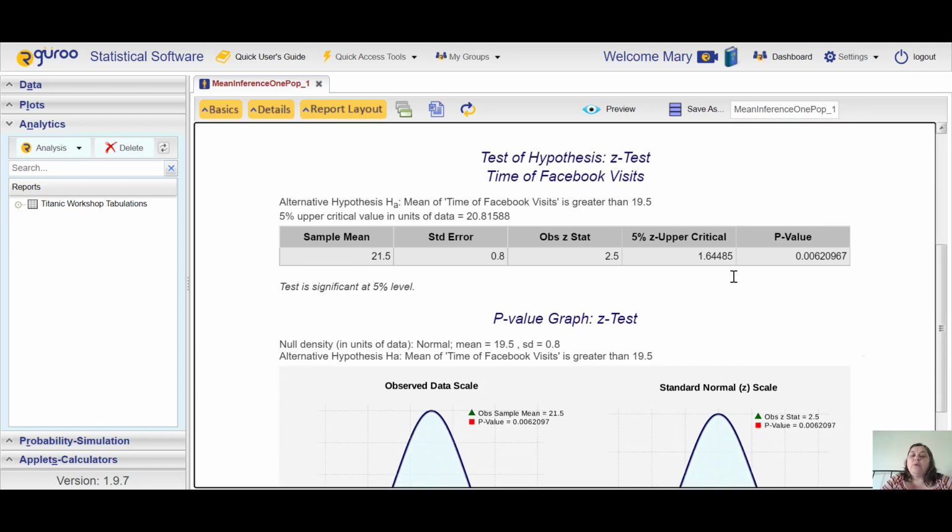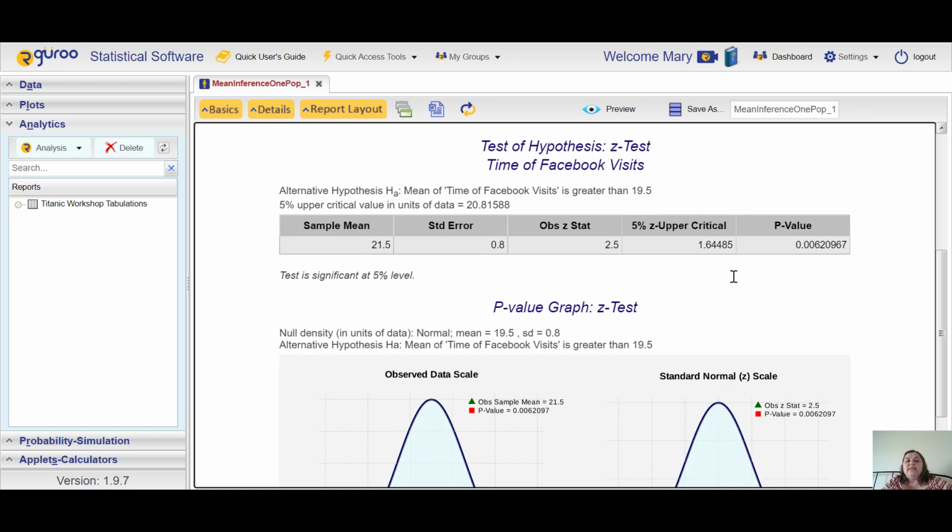But really what we're here for is our hypothesis test. So you'll see that at the top they have the alternate hypothesis statement written in words. The mean of time of Facebook visits is greater than 19.5. That is what we have for our alternate statement. We just had it written in symbolic form. If you look at the table, they give you sample mean, they give you standard error, they give you observed z-stat. That's if you had changed your sample mean to a z-score.